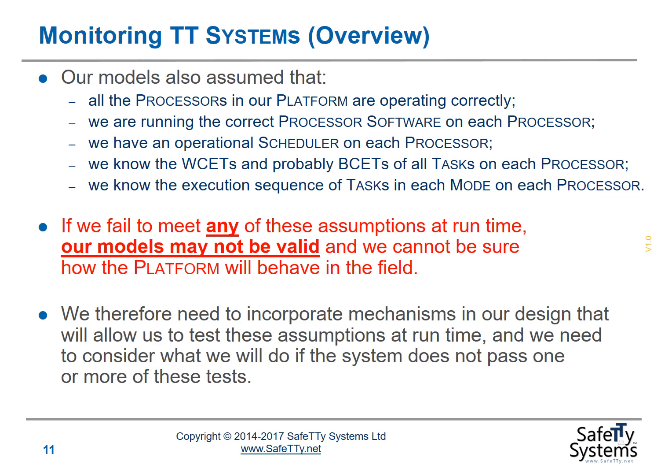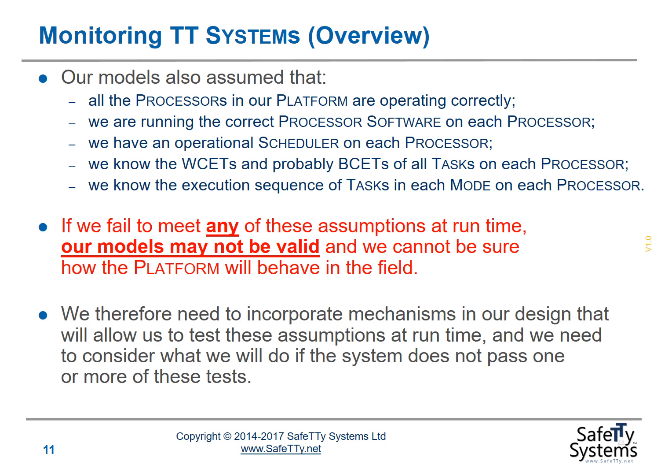The models that we presented in part 2 of this course also assumed that all the processors in our platform are operating correctly, that we are running the correct processor software on each processor in our platform, that we have an operational scheduler on each processor in our platform, that we know the worst case execution times and probably the best case execution times of all tasks on each processor in our platform, and we know the execution sequence of tasks in each mode on each processor in our platform.